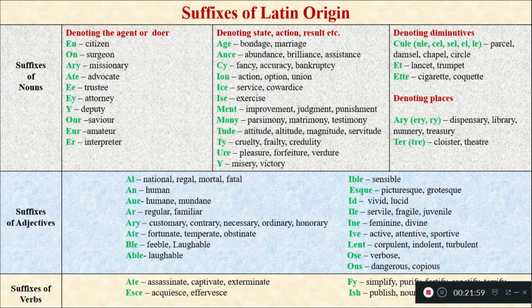In this slide, I have presented some suffixes of Latin origin. I am not explaining them, and I expect you to pause the lecture and try to go through the examples. I hope you will be able to understand.